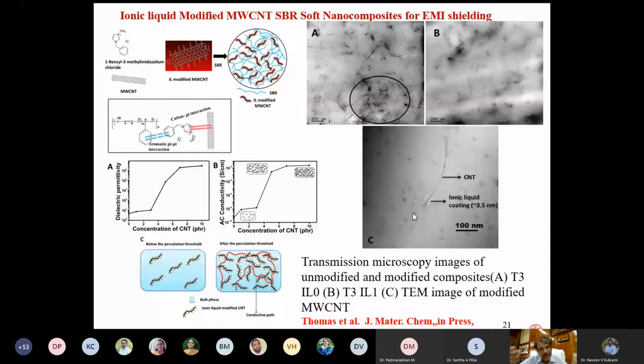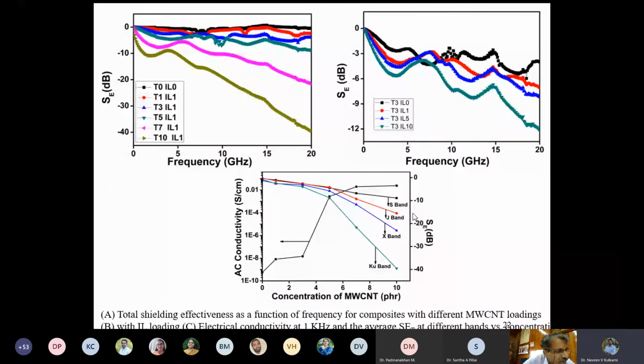EMI shielding, we need, next slide please. You can see our EMI shielding data. We got very high shielding effectiveness. You can see this is the graph, the shielding effectiveness as a function of frequency. And you can see without ionic liquid, zero ionic liquid, the shielding effectiveness is very poor because we could not disperse carbon nanotube well. The compounds containing ionic liquid, with the 10 concentration of carbon nanotube with ionic liquid, gave very good data, very good result.